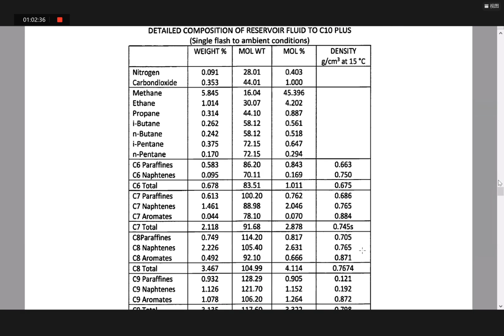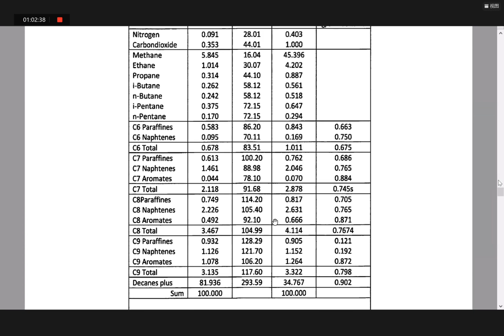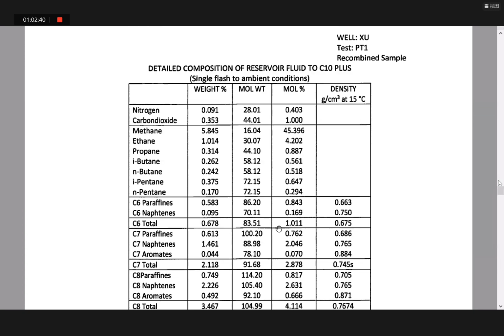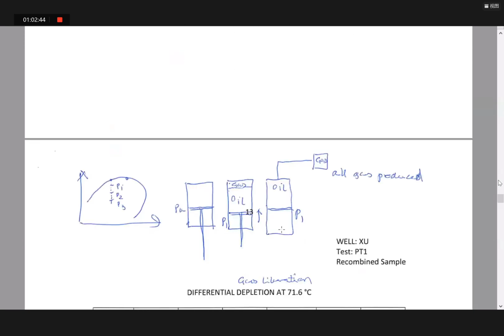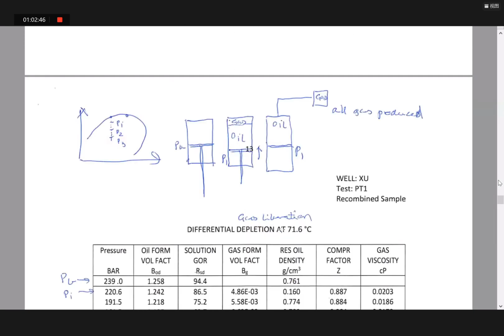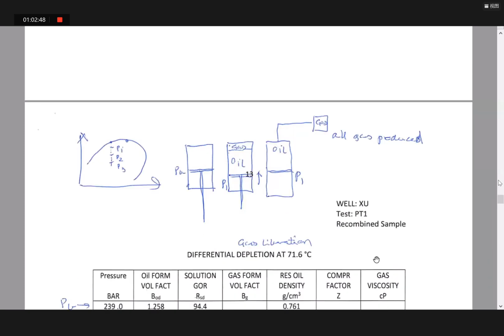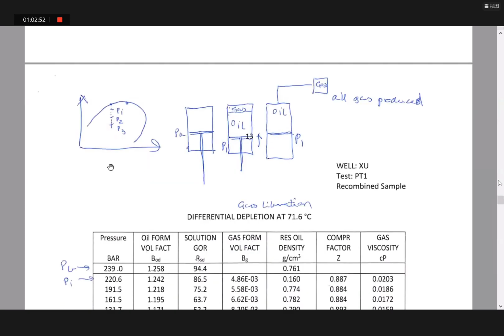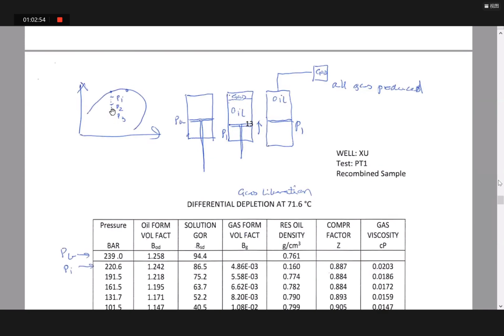And this is a detailed composition of reservoir fluid up to C10 plus, and I think maybe, yeah, that's correct. And then the next step, analysis that is done in the lab, is differential gas liberation, and that's what will happen if we start to produce the reservoir below the bubble point.